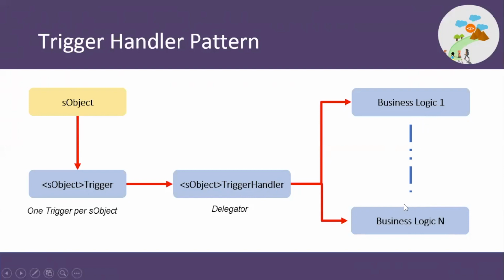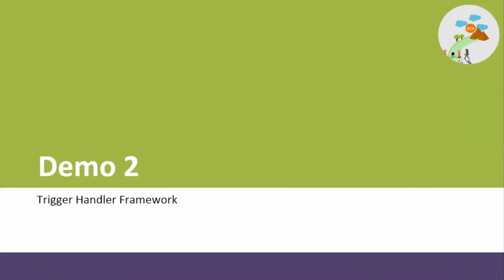Okay. Now let's look at how this is actually written. So the S object trigger here is nothing but the Apex trigger. The trigger handler is nothing but a class, and then business logic is small pieces of Apex class having pieces of business logic specific to the area that you're trying to operate on. So for example, creating a task could be one piece of business logic in one class, and sending an email could be another piece of business logic. So let's just see this particular trigger handler framework in action.